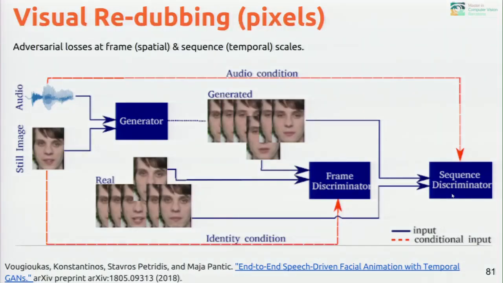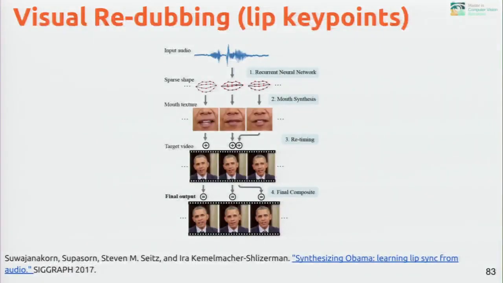Then there are other works. I will skip because I want to show the next one. Maybe you've seen this one, it was popular at some point. In this one, they don't really generate the final pixels, but they use it to animate key points. So they assume some knowledge of what they are animating. In this case, it is lips.